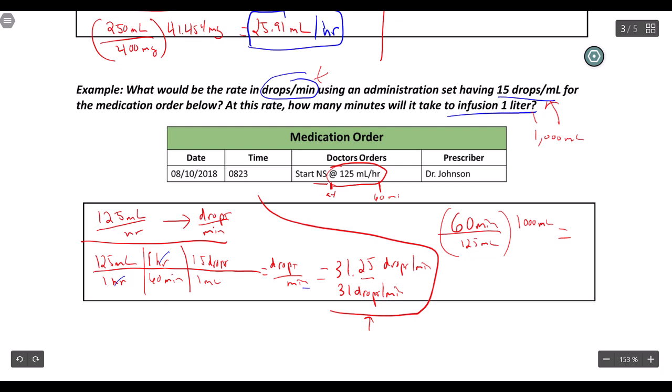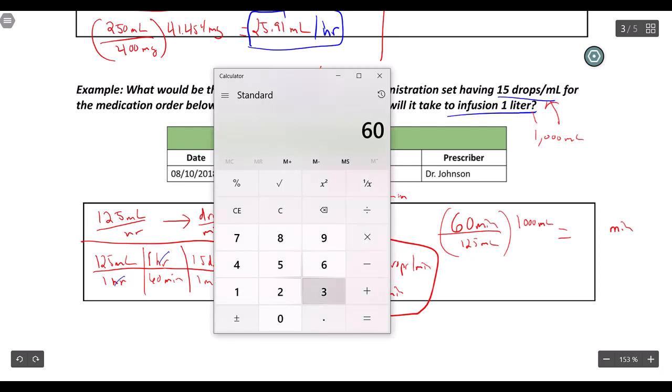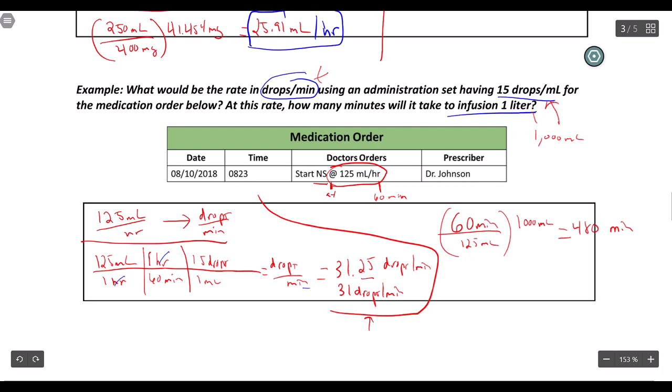I'm doing that naturally right off the fly. I'm converting things right quickly that I should be able to do fast. I should be able to do 60 minutes in an hour. I should be able to do the metric conversions from mLs and liters rapidly. Now that leaves me with an answer that's going to be in minutes, right? So if I've got 60 minutes for 125 mLs times 1,000 mLs, we're going to be 480. So it will take me 480 minutes to infuse that.